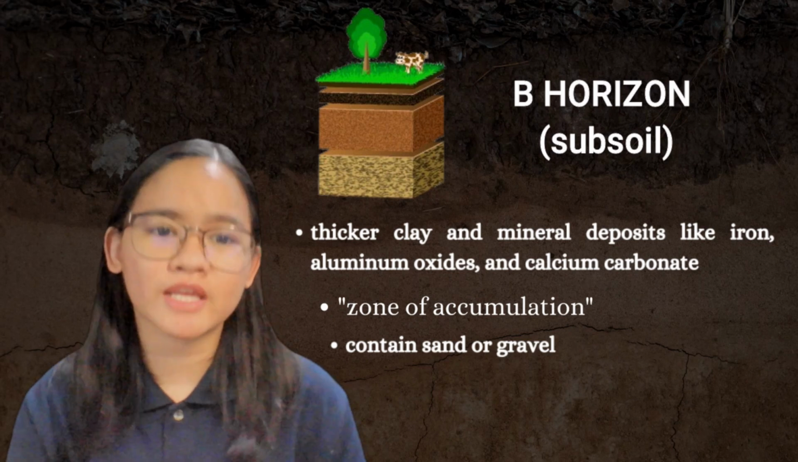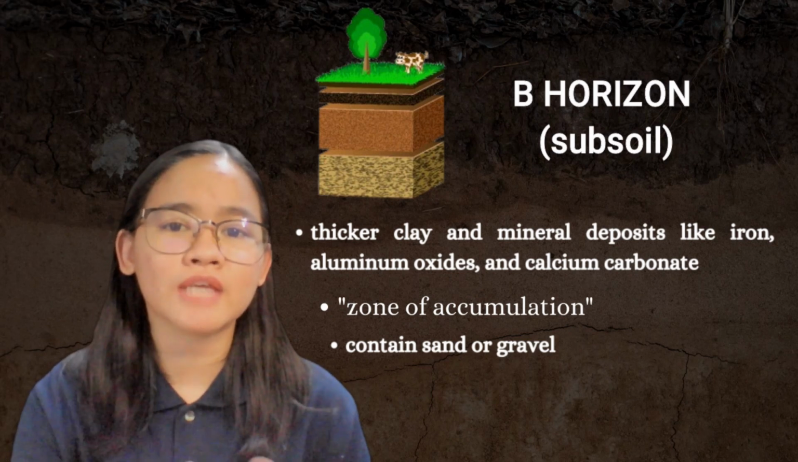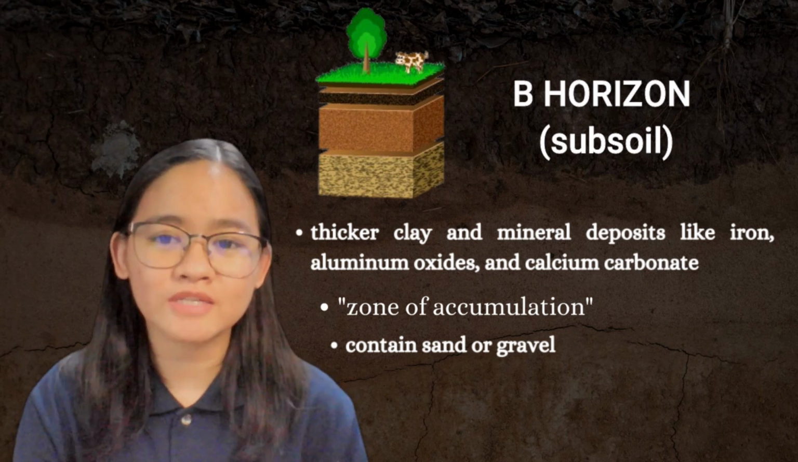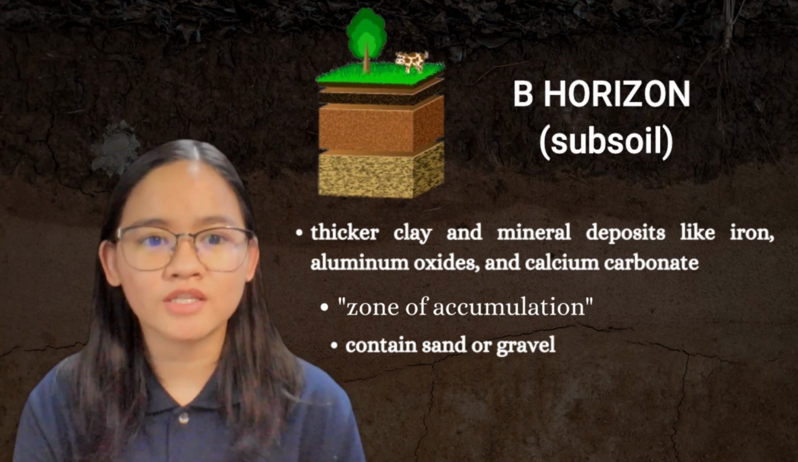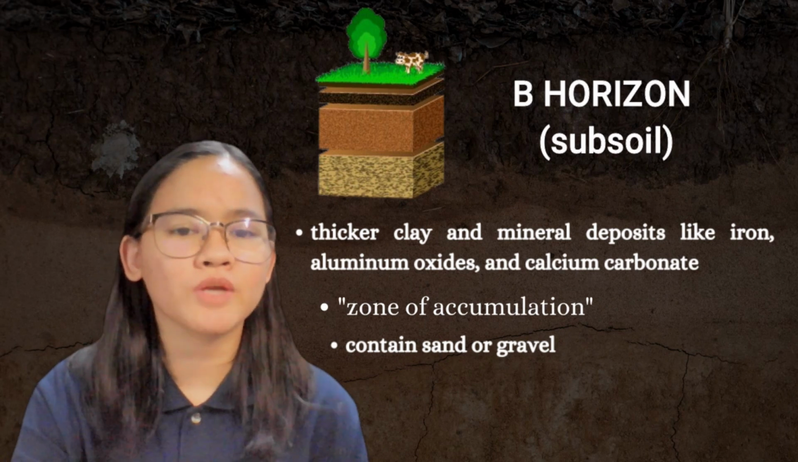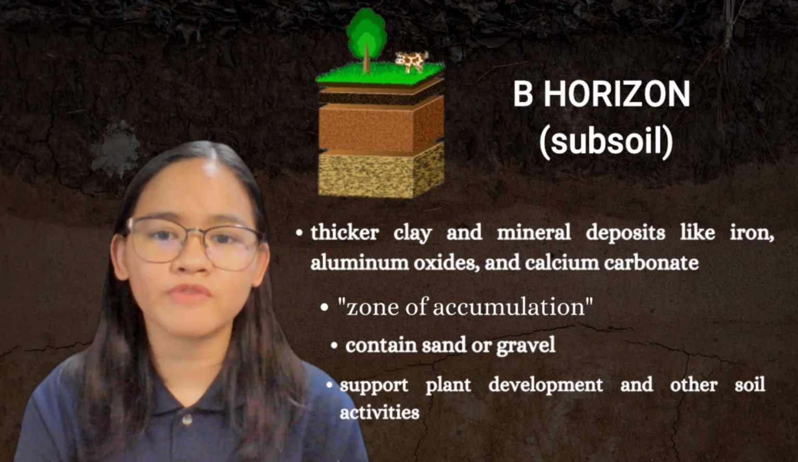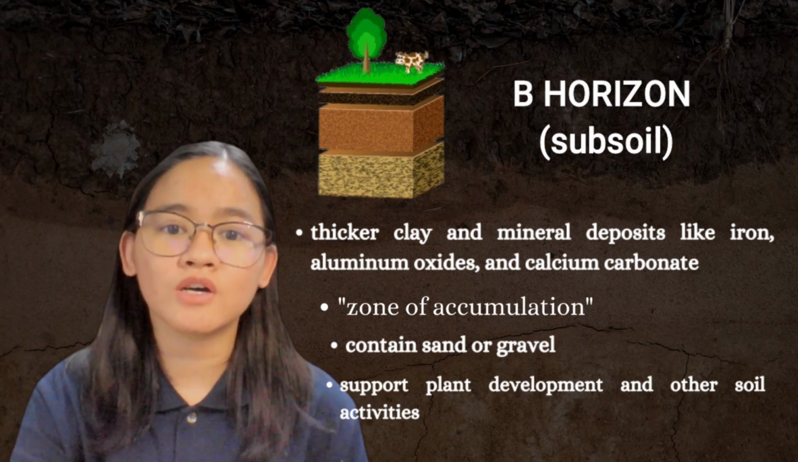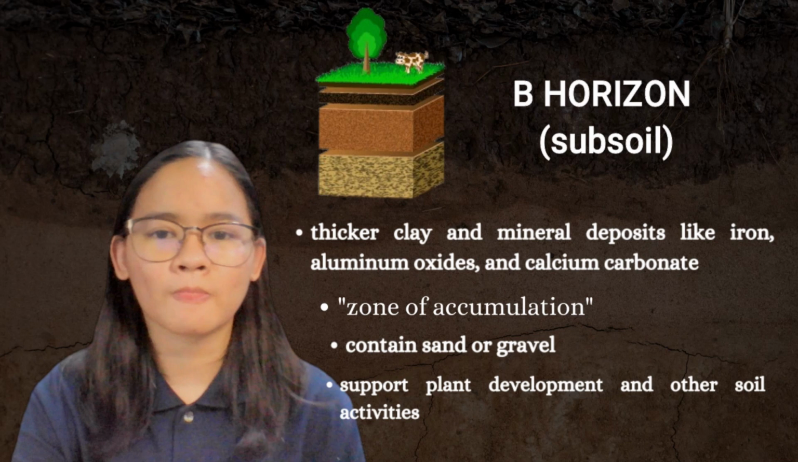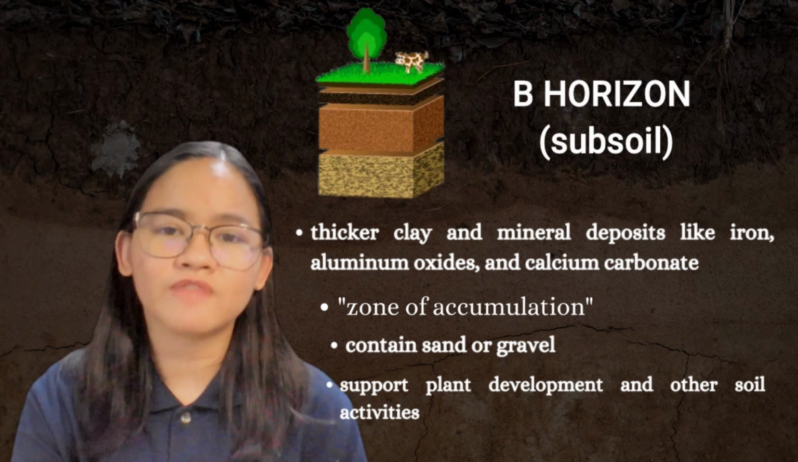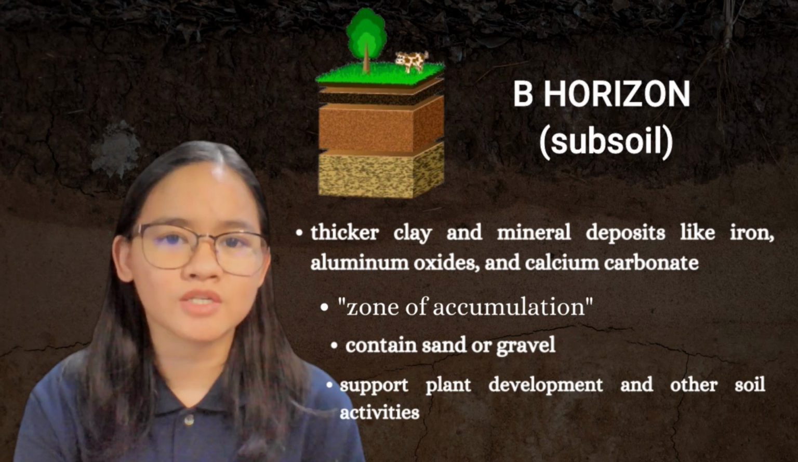The B horizon's texture and content are important indicators of soil health and fertility. Soils with a healthy B horizon can better support plant development and other soil activities by providing a strong foundation for roots and holding onto water and nutrients. Soil scientists frequently measure soil quality and fertility by examining the texture and content of the B horizon.